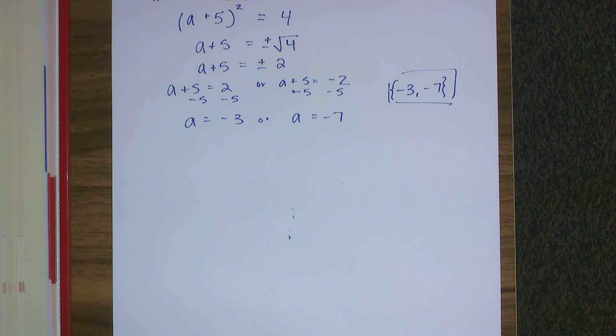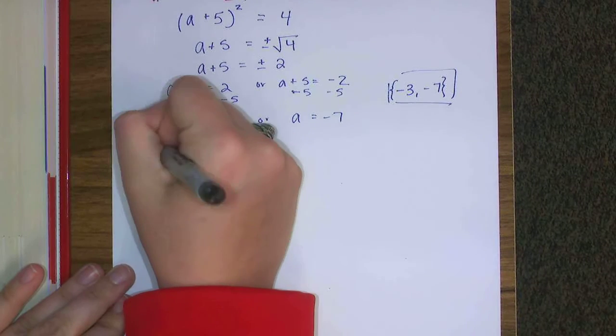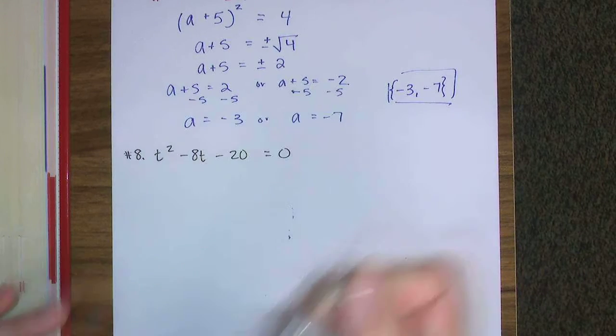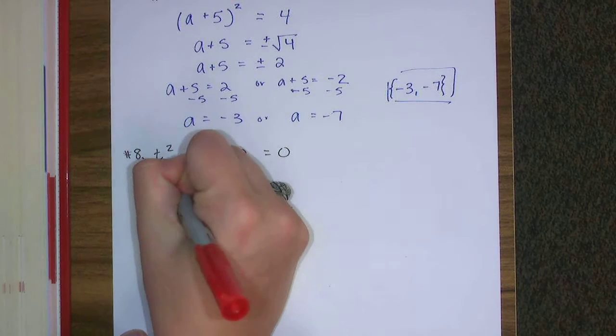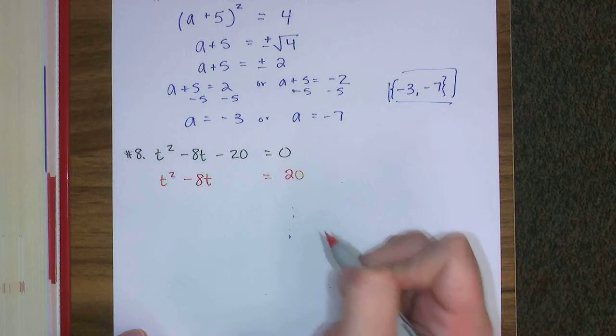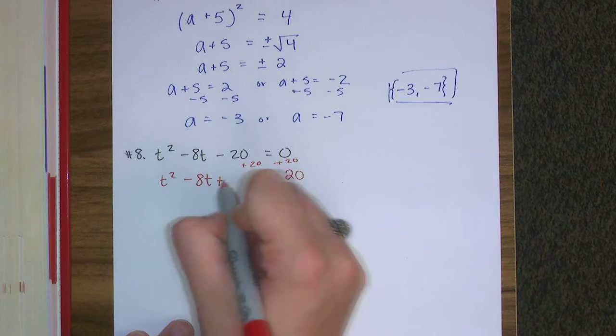Number 8. T squared minus 8t minus 20 is equal to 0. This is that second type I did in the video. So we need to add this 20 over to the other side. Get rid of that. So t squared minus 8t is equal to 20. I added it over. Now I'm going to go ahead and add in my boxes just to save a step of writing here.